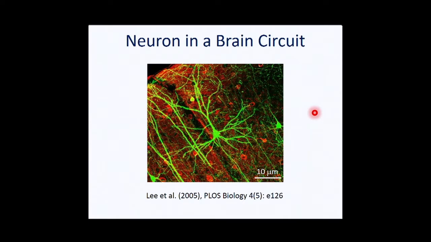So the two points that I want to make here are, one, that the neuron is not isolated. And the other one is that, because it's not isolated, it relays information to other cells.